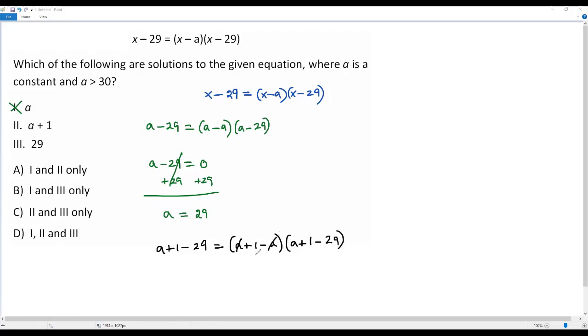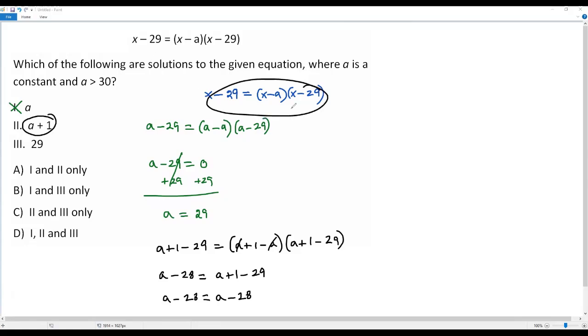Here a - a cancels out. On the left side we have a, and when I combine the positive 1 and negative 29, I get negative 28. On the right side we have just 1, and when I multiply it by this, I get the same thing, a + 1 - 29, which is a - 28. So when I plug in a + 1 for x, I get the result a - 28 = a - 28. Whatever I have on the left side, I have the same on the right side as well. So this equation is true for all real values of a.